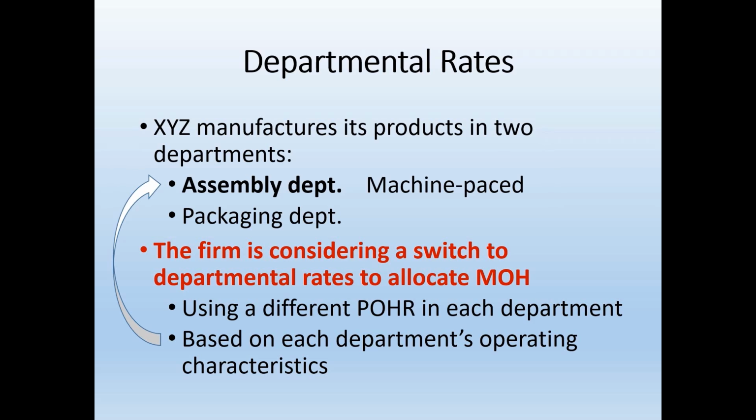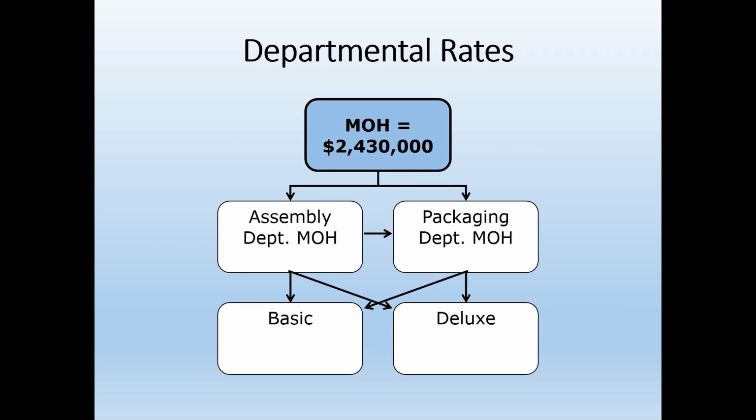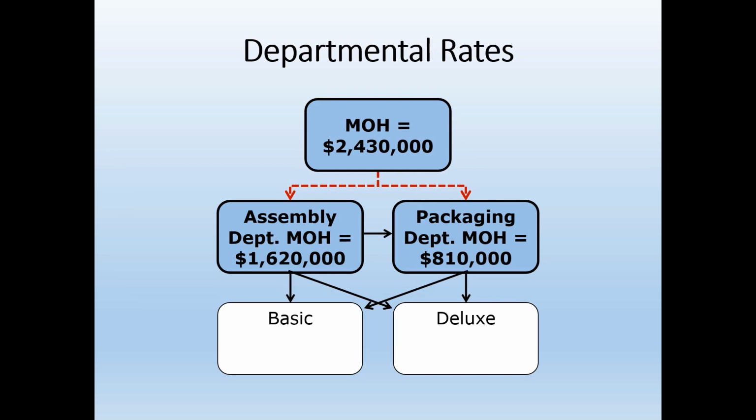And the allocation rate for each department would be based on that department's operating characteristics. In this example, XYZ knows that its assembly department is machine-paced, whereas its packaging department is labor-paced. So the firm takes its total overhead and splits it into the part that belongs to the assembly department and the part that belongs to the packaging department. If you're an accounting major, you'll learn some techniques for splitting manufacturing overhead into departments when you take cost accounting.